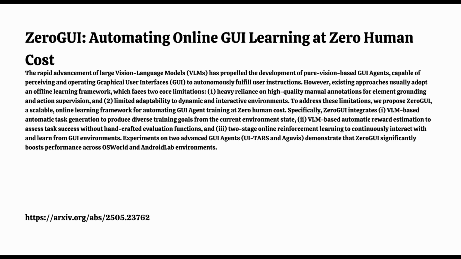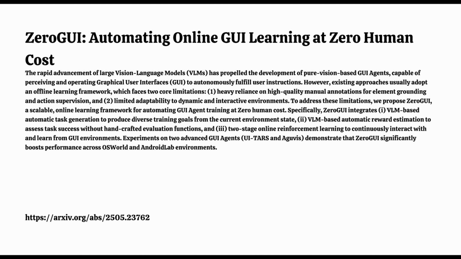Okay, so that's the framework. Generate tasks, evaluate success, learn online in 2 stages. How did it actually perform when they put it to the test? They took 2 existing VLM-based GUI agents, UI-TARS and Aguvis, and applied the ZeroGUI online training framework to them. Then they evaluated these enhanced agents on standard benchmarks, OSWorld for desktop environments and AndroidLab for mobile. And the results? Did this automated training actually help? Yes, significantly.